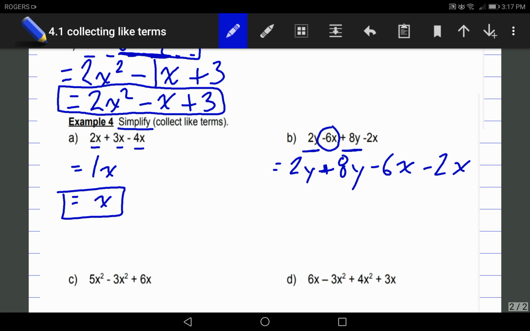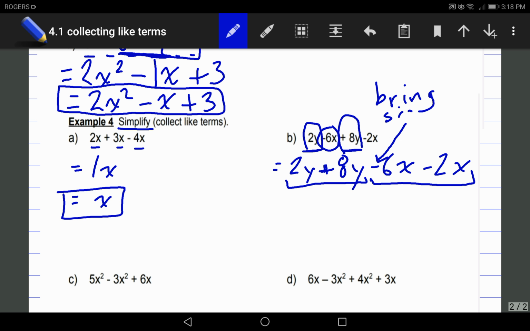Okay, so look at what I did here. I got the y's and I brought them together right here. Then I got my x terms and I brought those together. Just remember to bring the sign that's in front. Always, the sign that's in front of the coefficient comes with it. Now that I've shuffled it around, now I can collect like terms. 2y plus 8y is 10y.